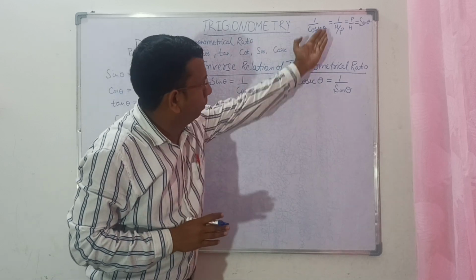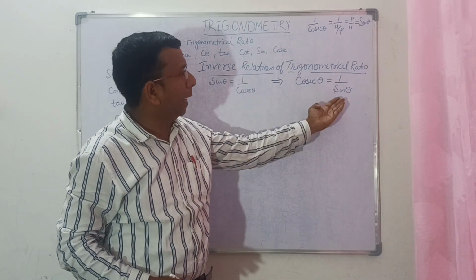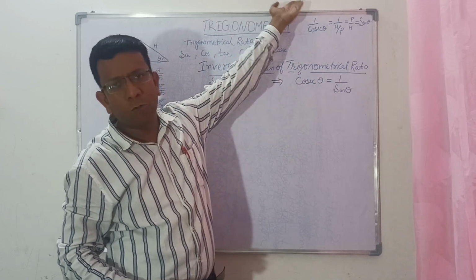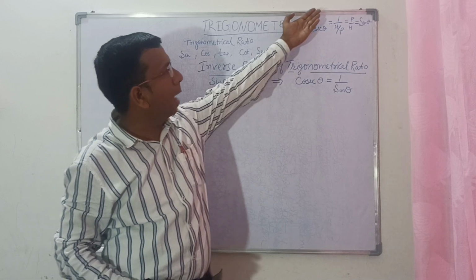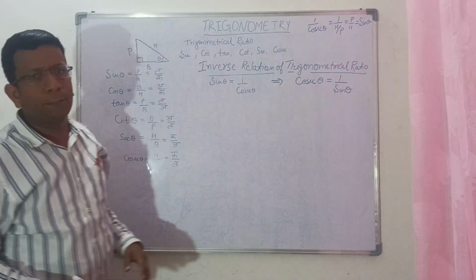At the same time, you can understand that if you write 1 by sine theta, it will be 1 by perpendicular upon hypotenuse, then hypotenuse goes upside. That will be hypotenuse by perpendicular, and that is cosec theta.